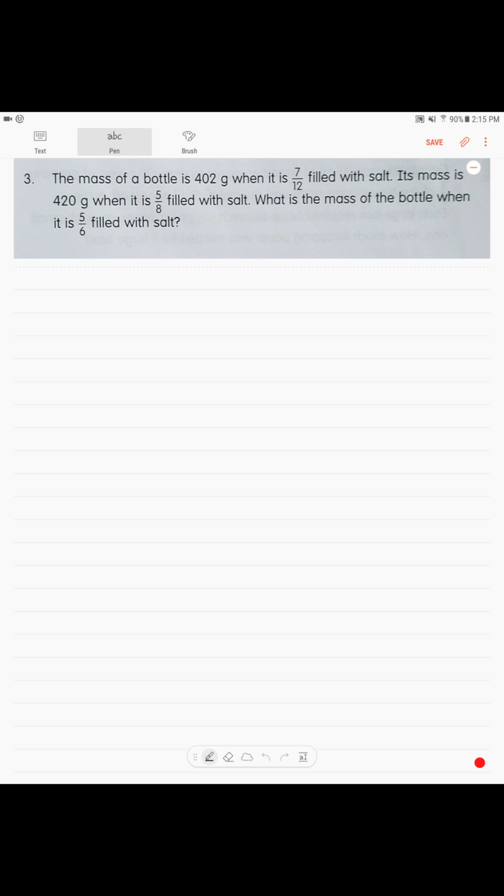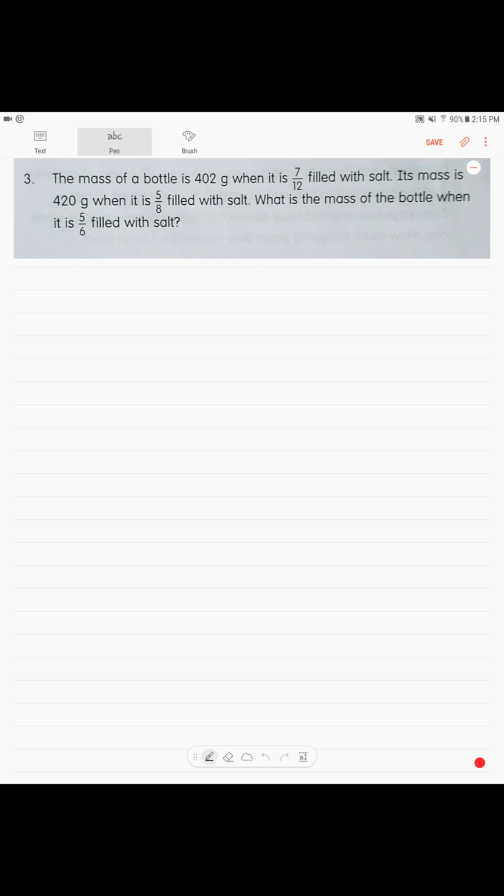Okay, let's make it the last problem in this video. The mass of a bottle is 402 grams when it is 7/12 filled with salt. Its mass is 420 grams when it's 5/8 filled with salt. What is the mass of the bottle when it's 5/6 filled with salt, right? Again, you want to understand something? Draw a picture. It's gonna be clear.